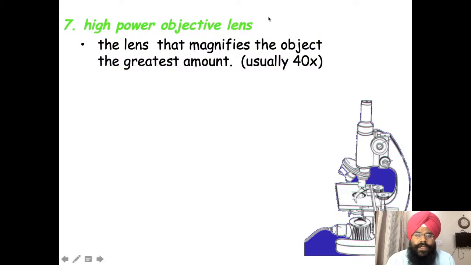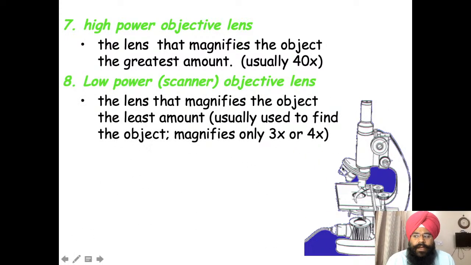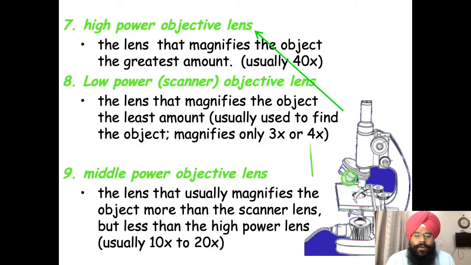So high power objective lens, the lens that magnifies the object up to 40x. Within it there will be 10x, 20x and 40x, three different kinds of lenses attached to it. Low power lens would be 3x and 4x, and middle power would be 10x. So all three are maintained together there.